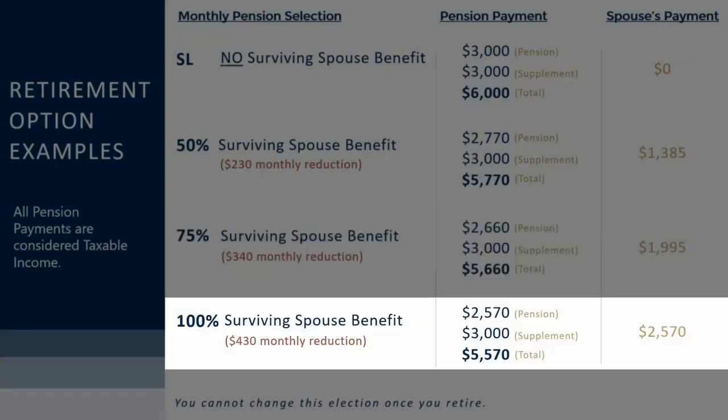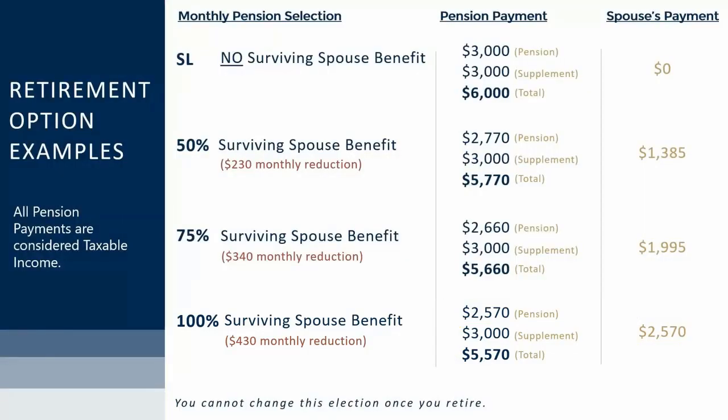Now, finally, the largest joint and survivor option is the 100%. Obviously, you're going to take the greatest reduction on that one. As we'll see, Joe's pension now is $2,570. You add in the supplement. So Joe's now looking at $5,570 per month up to the age 62. So it's a $430 a month reduction from the original $3,000. However, in the event Joe passes away, Jane would receive the full $2,570 for the remainder of her lifetime.